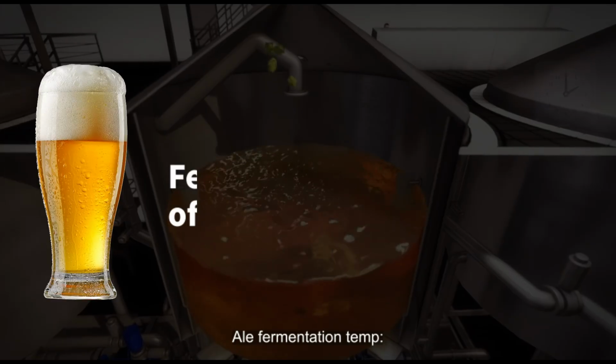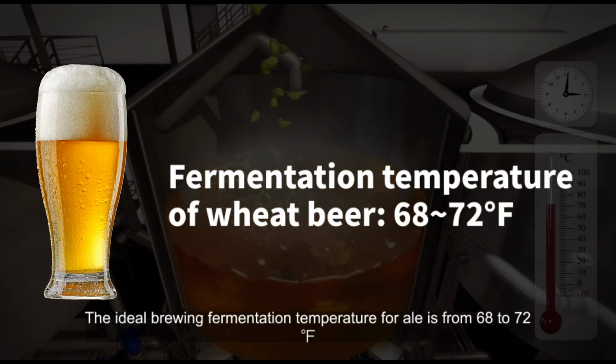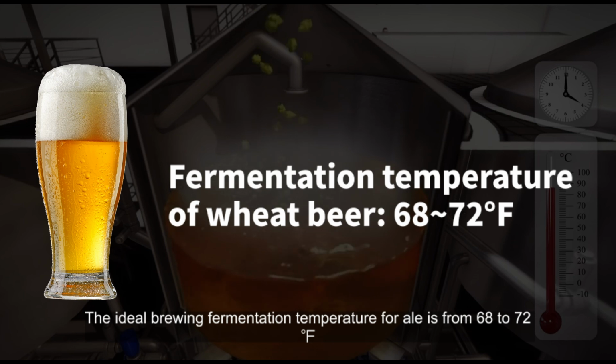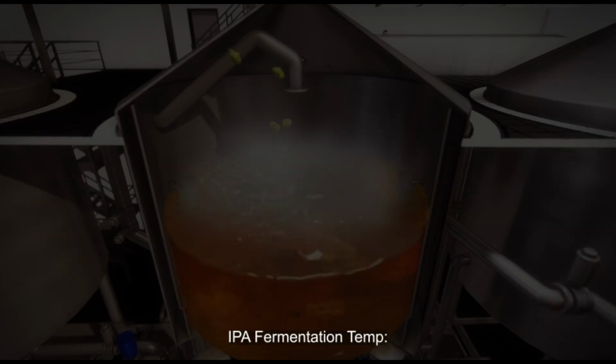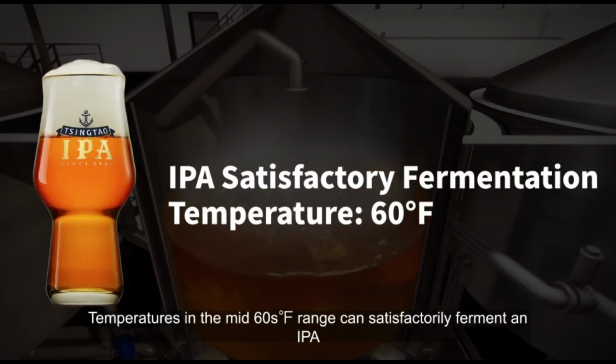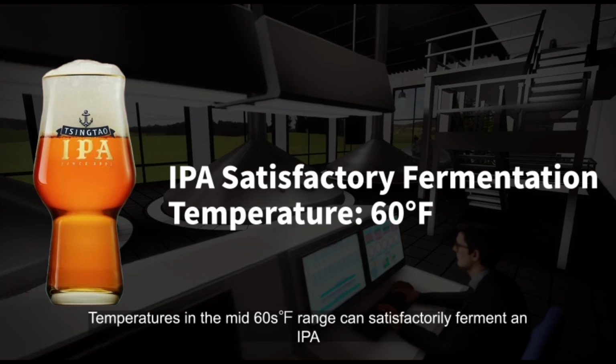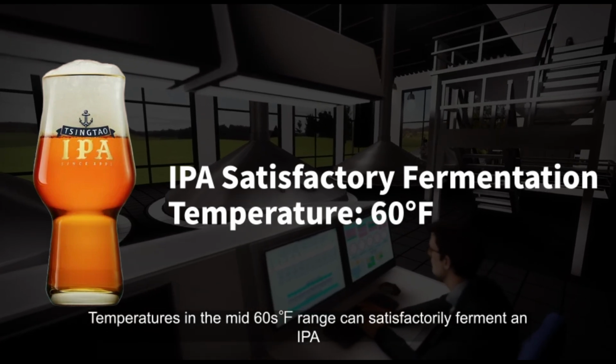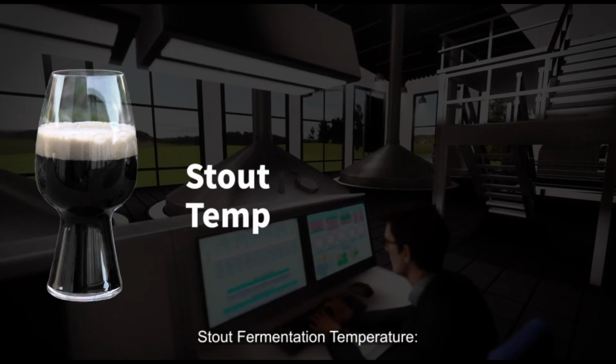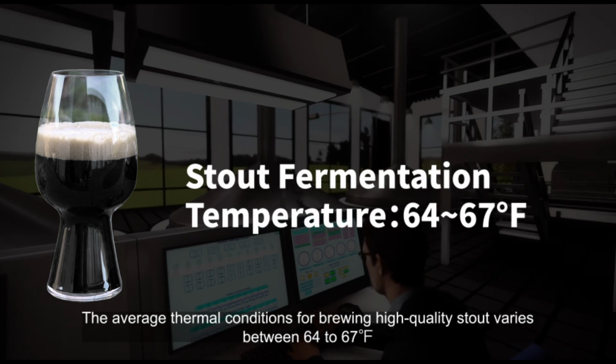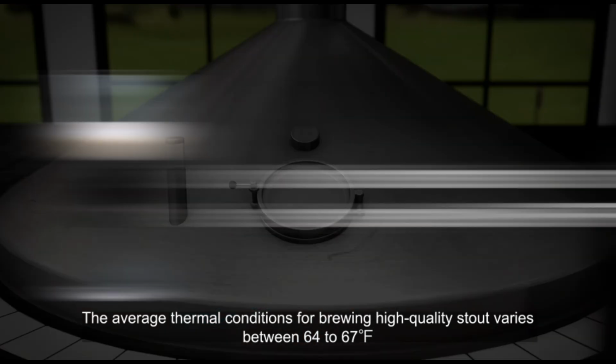Ale fermentation temp: the ideal brewing fermentation temperature for ale is from 68 to 72 degrees F. IPA fermentation temp: temperatures in the mid-60s degree F range can satisfactorily ferment an IPA. Stout fermentation temperature: the average thermal conditions for brewing high-quality stout varies between 64 to 67 degrees F.